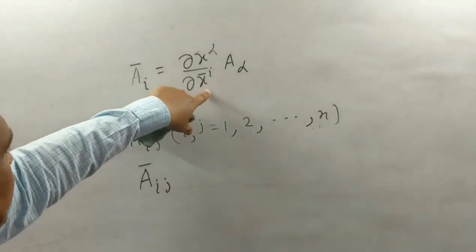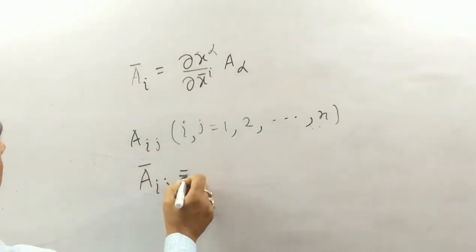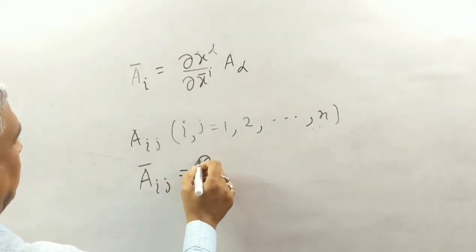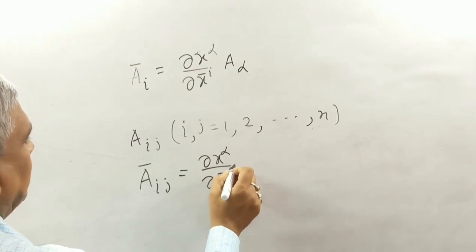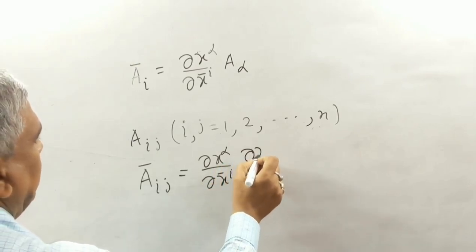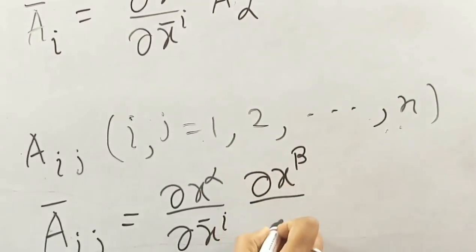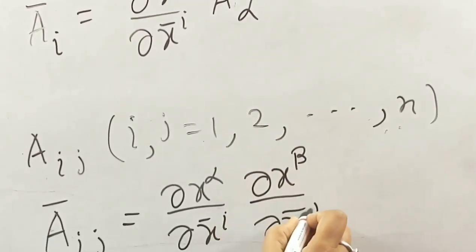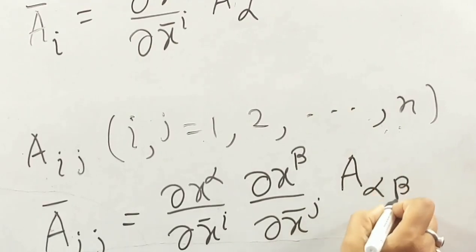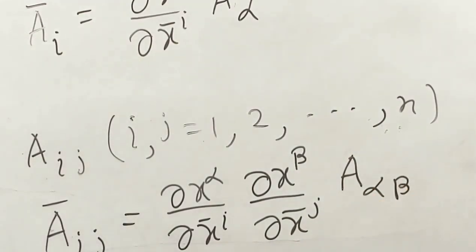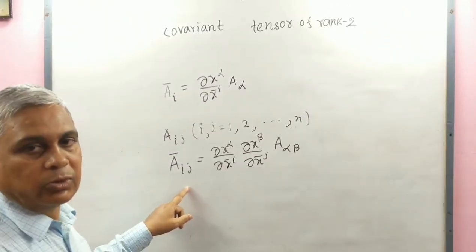Similar to this transformation, we may write del x alpha by del x bar i, del x beta by del x bar j, A alpha beta in the lower position. This is the tensor law of transformation of covariant tensor of rank 2.